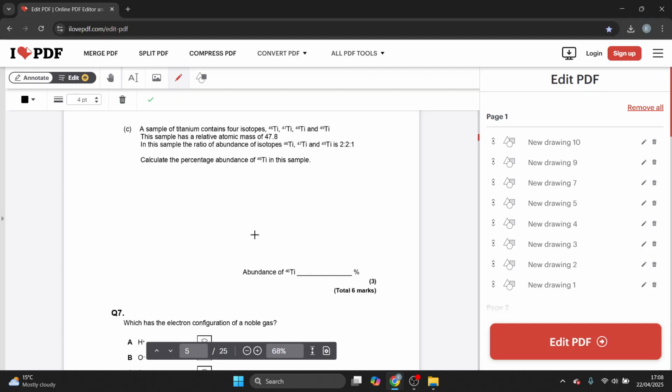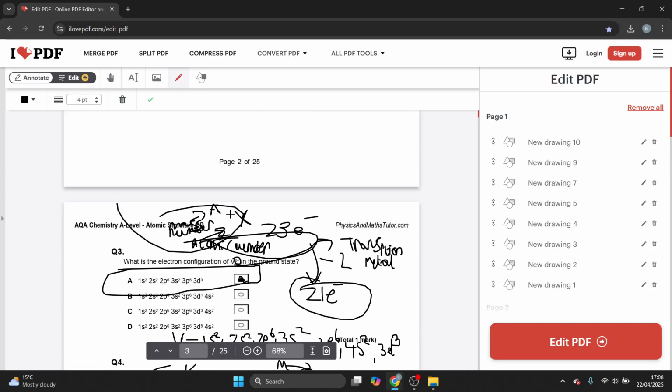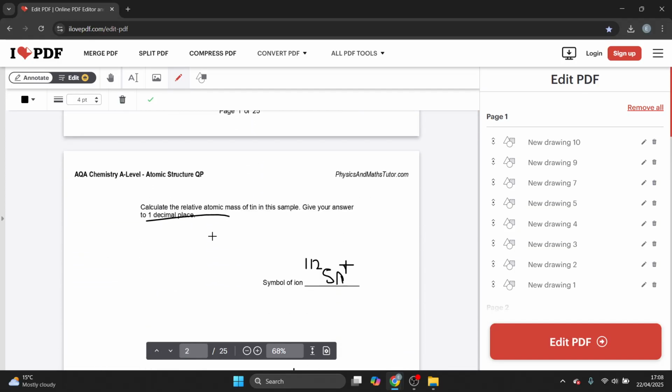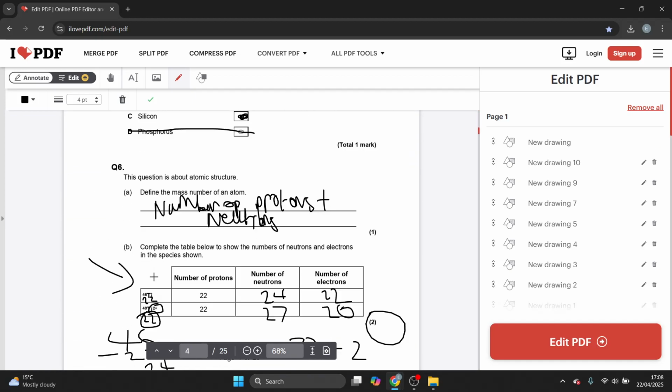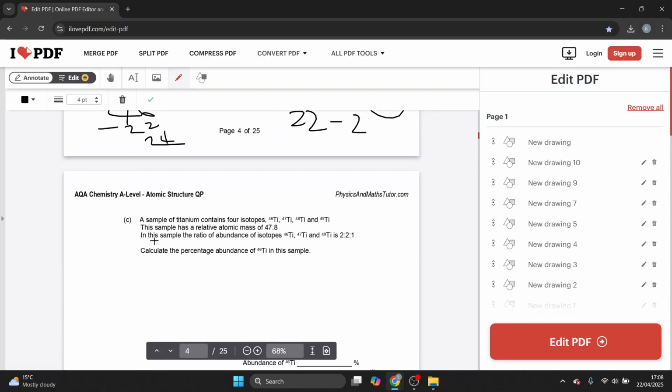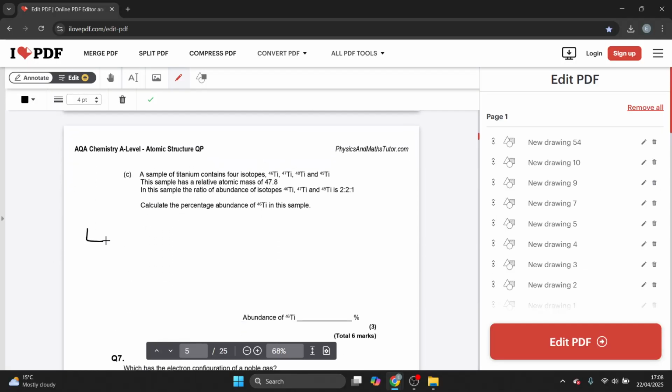If all you've been exposed to, like me, is this kind of question, calculate relative atomic mass, it gives you basically everything. You just need to do 100 minus the rest. So yeah, it gives you everything. It's going to be very difficult. Well, I know the relative atomic mass is 47.8. That's the first thing.